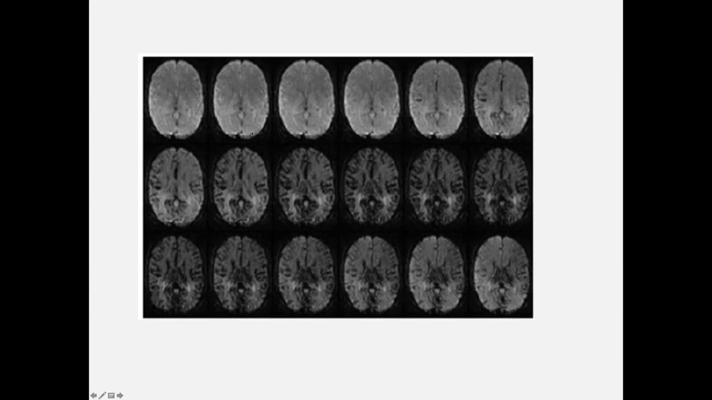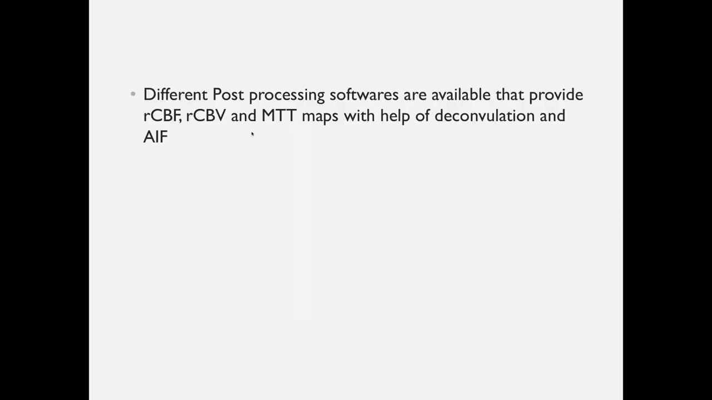So this is the raw data. This is just for your understanding that on your console you will get something like this. This is raw data. We are not going to analyze the raw data. What we are going to do is use post-processing software, of which there are many, available everywhere we have MRI machines. 1.5 Tesla, 3 Tesla, both are good enough for this.